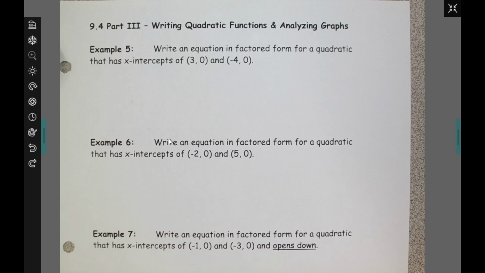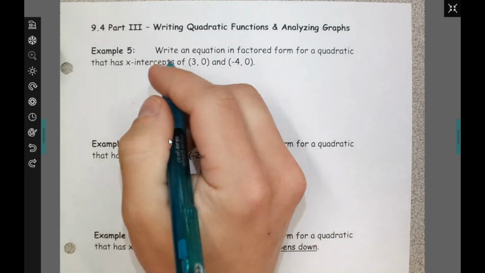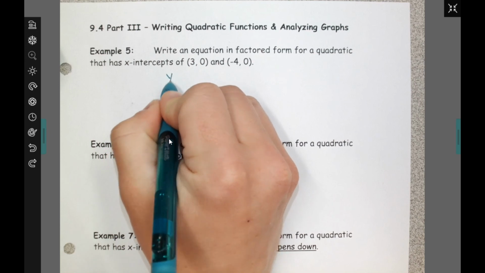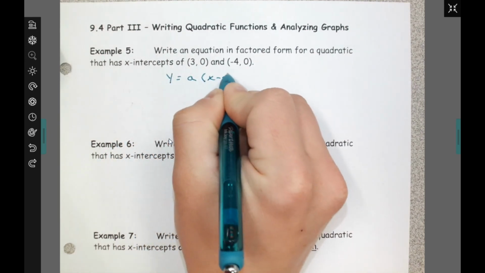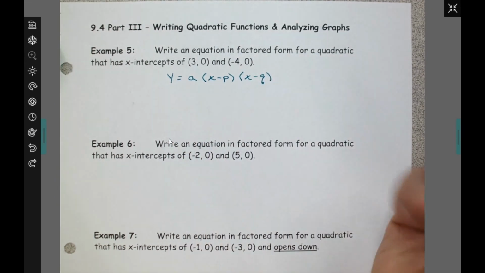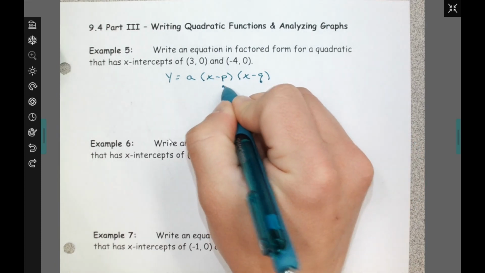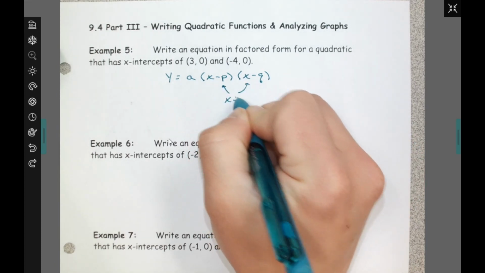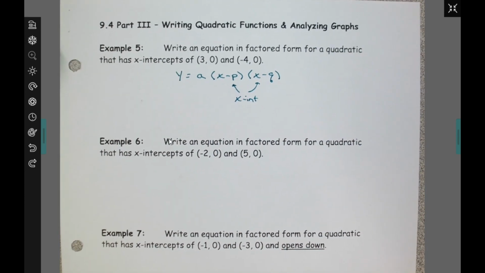All right, so for 9.4 part 3, we're actually going to start writing equations for quadratic functions. Today, they're going to give you the x-intercepts. So we're going to use this general form, y equals a, and then in parentheses, x minus p, x minus q. With this, your p and q, inside these parentheses, those are going to be your x-intercepts. So it's actually a pretty straightforward thing to do.